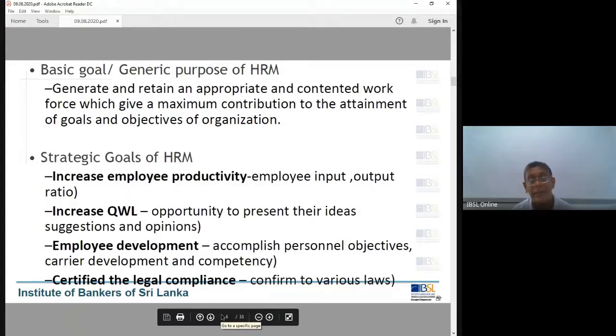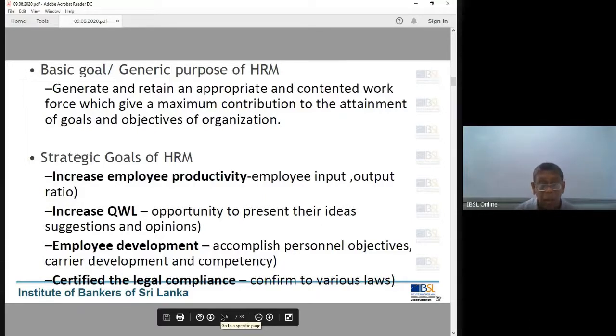So what is HRM trying to do? We are trying to develop employees and also their career development. So you want to bring him from banking assistant to AGM, DGM, GM levels. So we need to develop. So one of the strategic goals of HRM is employee development. The last one is an important thing.